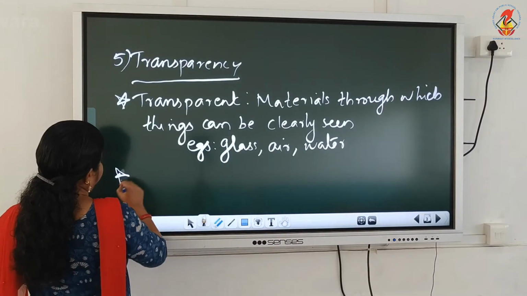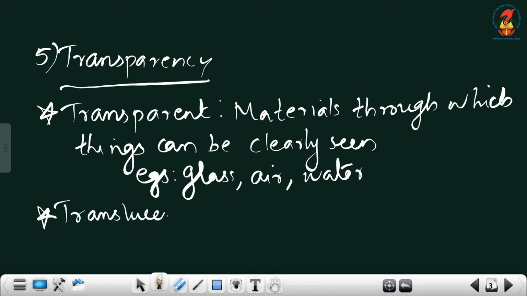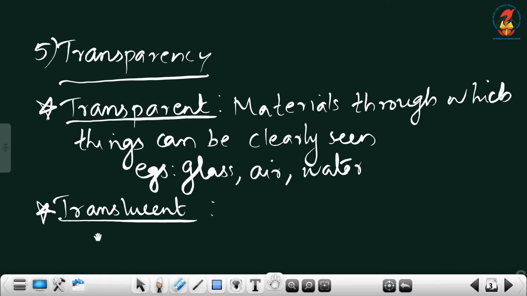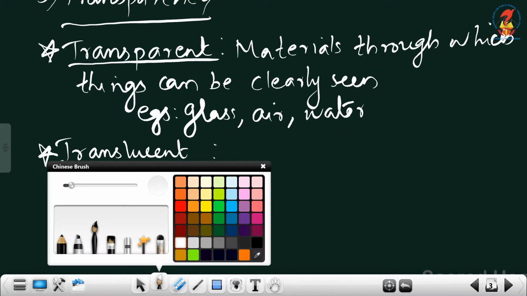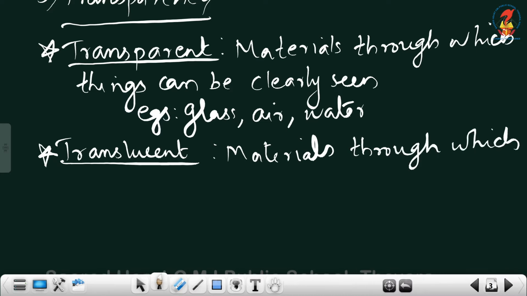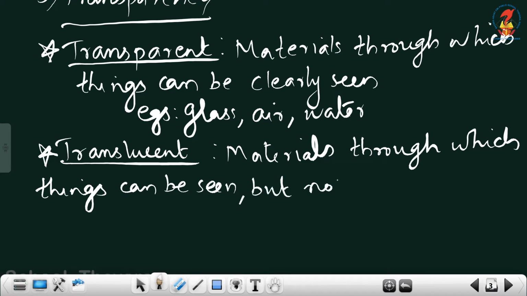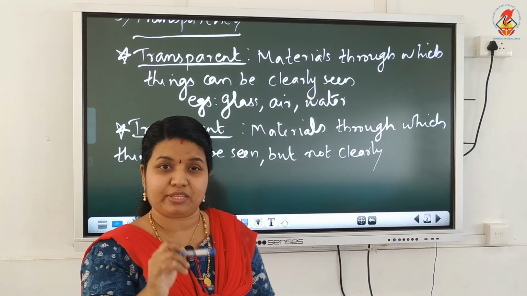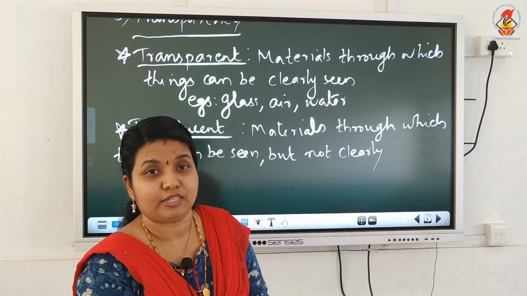Now, the second type is translucent materials. So, this is transparent. Second one is translucent. So, translucent materials are materials through which things can be seen but not clearly. Materials through which things can be seen but not clearly, they are known as translucent materials.